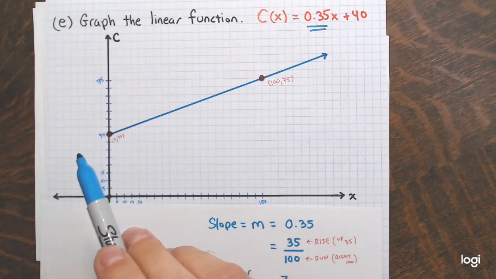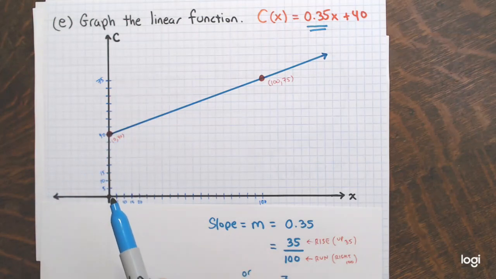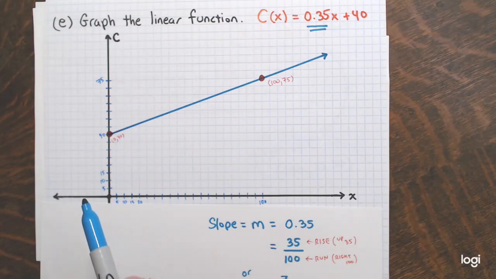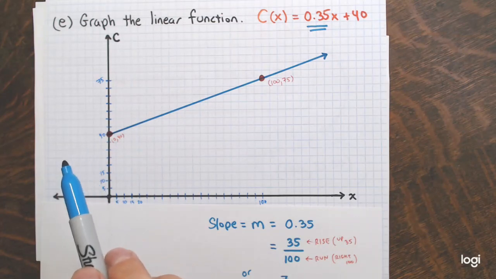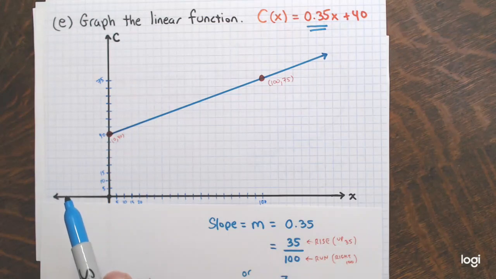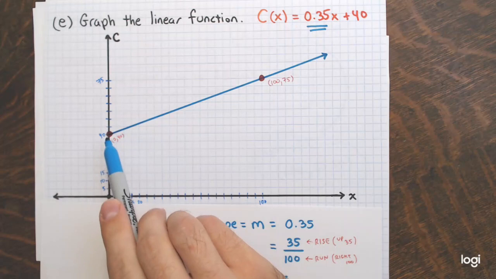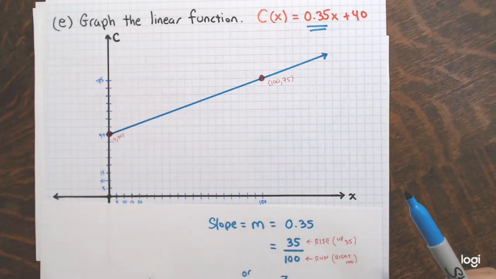Notice I'm not continuing it, because we stated earlier, like I said in part A, that the domain was non-negative numbers. So it wouldn't make sense to have values over here, to have graph over here, because this would be negative miles driven. How can you drive negative miles? It doesn't make sense. So it's going to start here and go that way, and that's it.